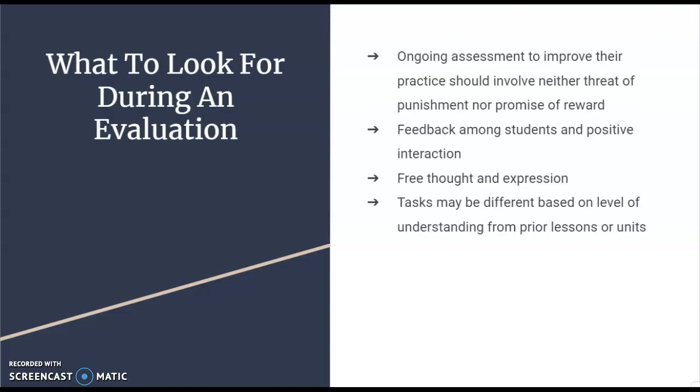Now, as an administrator, when I go in and look at a school and a classroom on the formative assessment, I would be looking for ongoing assessment to improve practices without threat of punishment or promise of reward with student work. Also during this time, looking at feedback among students and the interaction that they give. With positive interaction comes the idea of free thought and expression to help each other become better learners. During another formative assessment evaluation, you might see tasks differentiated based on levels from prior lessons or units.